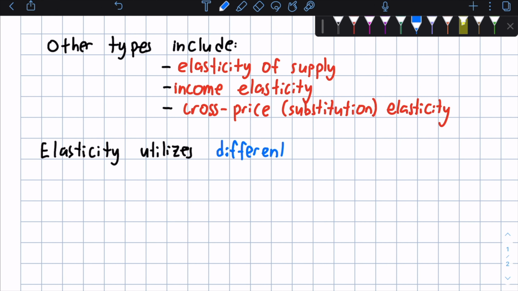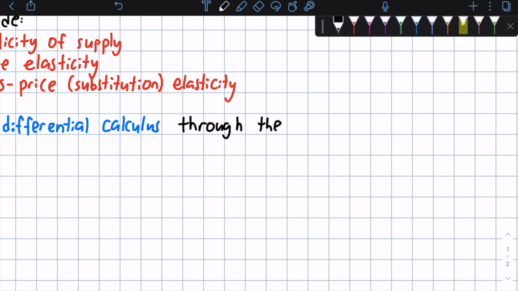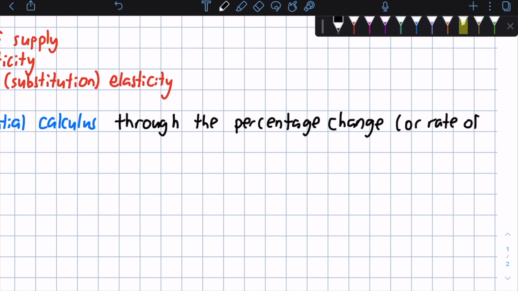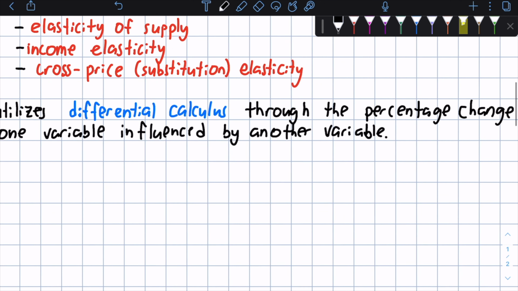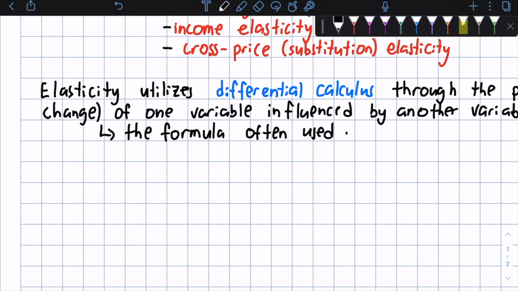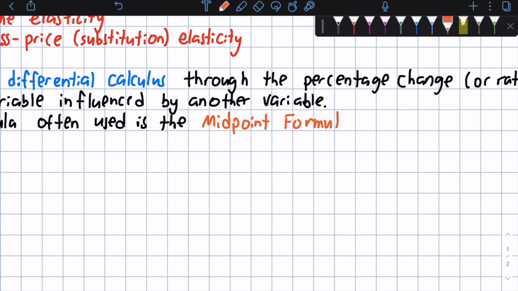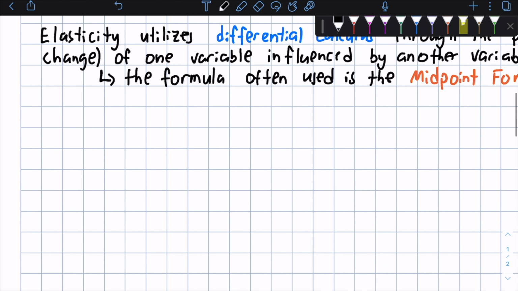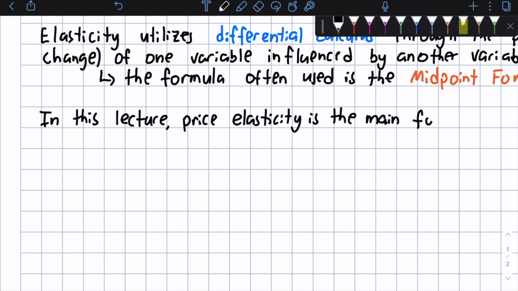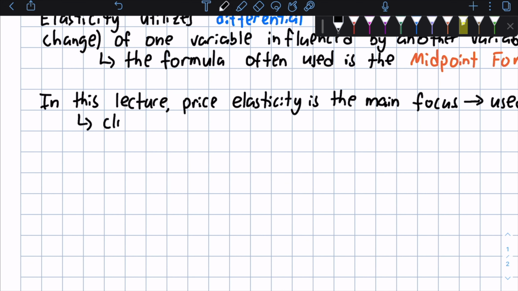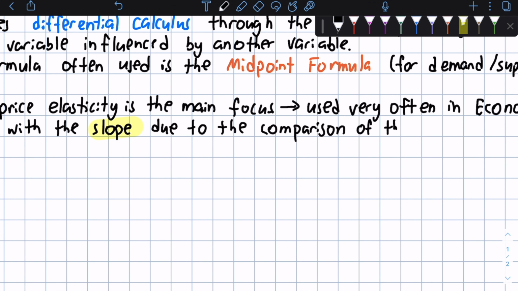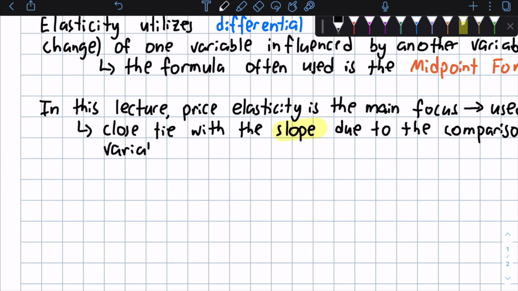Elasticity utilizes differential calculus in that it measures the percentage change of one variable in response to the percentage change in another variable, or the rate of change, that has a causal effect on the other. This is often calculated in first-year economics using the Midpoint Formula. So in this lecture, price elasticity will be the main focus, mainly because it's used a lot. It has a close tie with the trade-off of the y-axis and the x-axis variables, which means it has a close relation to the slope of the demand or supply curve.